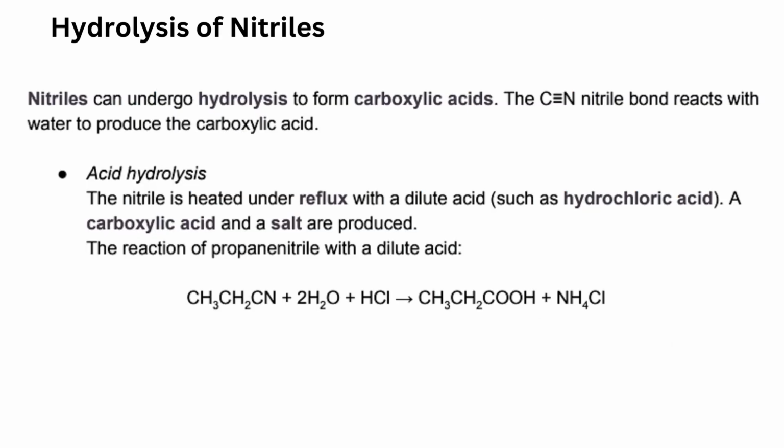Hydrolysis of nitriles. This is a chemical reaction of nitrile. Nitriles can undergo hydrolysis to form carboxylic acids. The C≡N nitrile bond reacts with water to produce the carboxylic acid. It can take place via acid hydrolysis. The nitrile is heated under reflux with a dilute acid such as hydrochloric acid. A carboxylic acid and a salt are produced. The reaction of propane nitrile with a dilute acid is shown over here. Propane nitrile under hydrolysis gives propanoic acid and ammonium chloride.